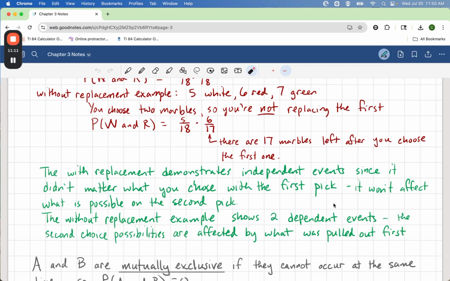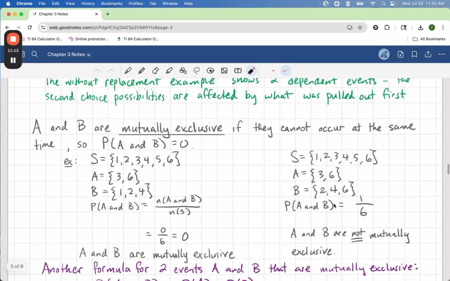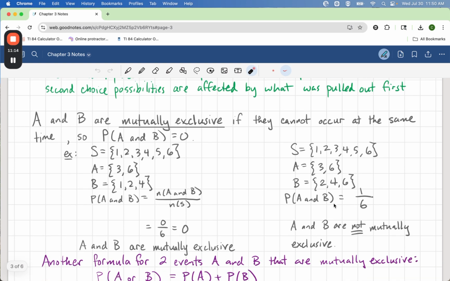Alrighty. A and B are mutually exclusive if they cannot occur at the same time. For instance, if the sample space is 1, 2, 3, 4, 5, and 6, A is the event of 3, 6, and B is the event of 1, 2, 4. Probability of A and B, that's the number of A and B over the number of S. A and B can't happen at the same time because they don't share any common elements.